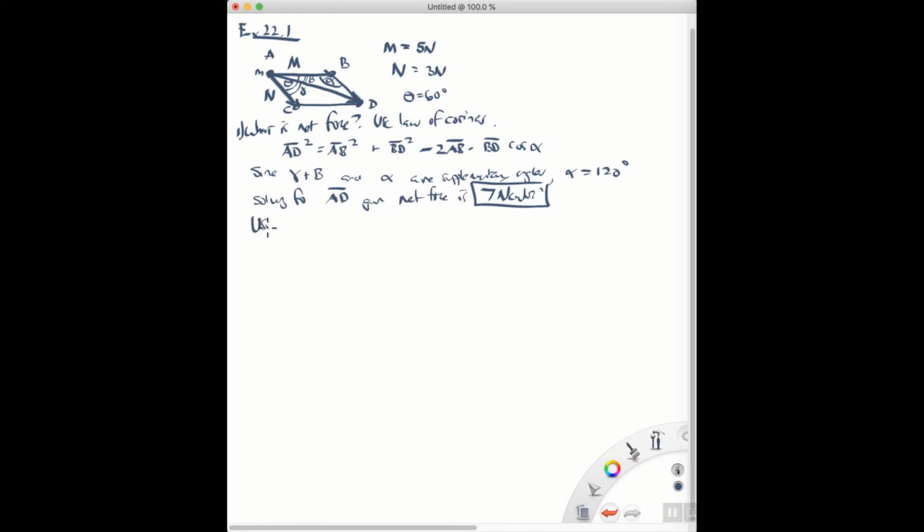Now, using the law of sines, namely that sine of 120 degrees over 7 is equal to the sine of beta over 3, which is equal to the sine of gamma over 5, we can find that the angle beta is equal to about 22 degrees. So this force is directed at an angle of 22 degrees below the horizontal. That is one way to find the magnitude of the net force acting on this and the direction that it's acting.